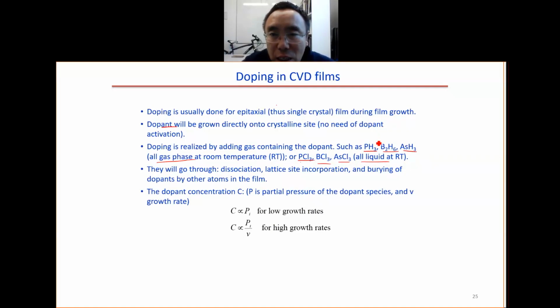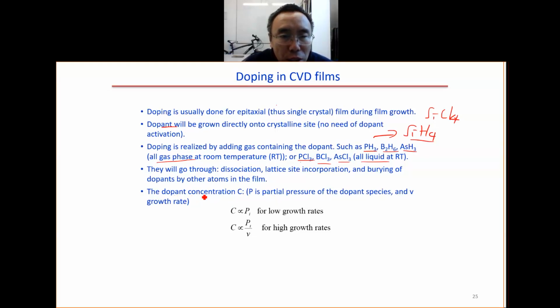So we add those gases into the reaction gas. We add those gases into silane or silicon tetrachloride gas. This way, when you grow the silicon, it will be doped with the phosphine or boron.